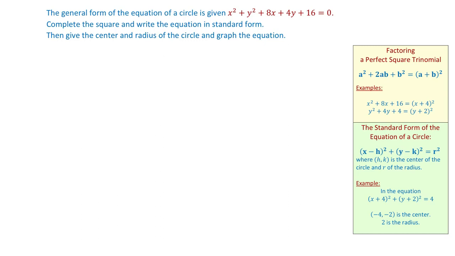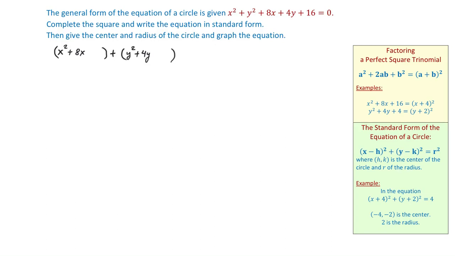Let's start our problem. We will write two sets of parentheses, and in the first parenthesis, we will write all the terms that contain x, that is x squared plus 8x. Then we will leave some space to the right to complete the square. In the second parenthesis, we will write all the terms that contain y, that is y squared plus 4y. Then we will leave some space to complete the square.